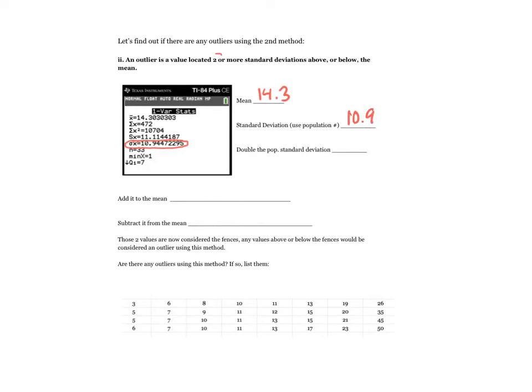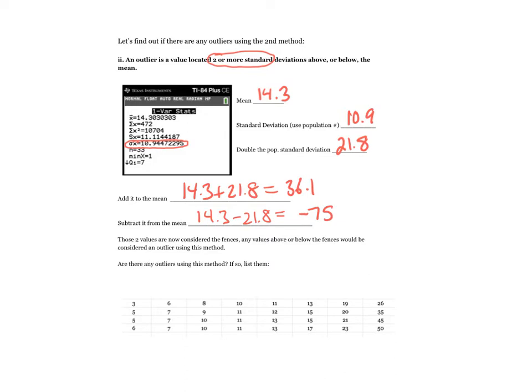Remember, it's 2 or more standard deviations, so I'm going to double that standard deviation. Take 10.9 times 2. I get 21.8. Then I'm going to add it to the mean and subtract it from the mean. The mean was 14.3, and I'm going to add 21.8, and I get 36.1. Then I'm also going to subtract 21.8 from the mean. So 14.3 minus 21.8. And again, I'm going to get a negative number here, which means there's no outliers on the low end, same as before.